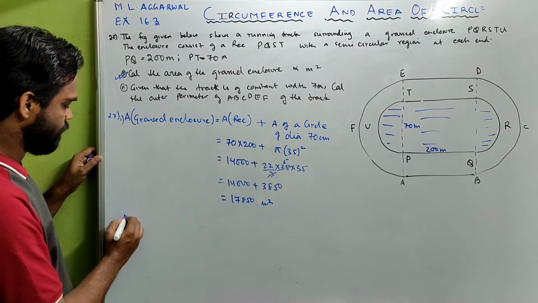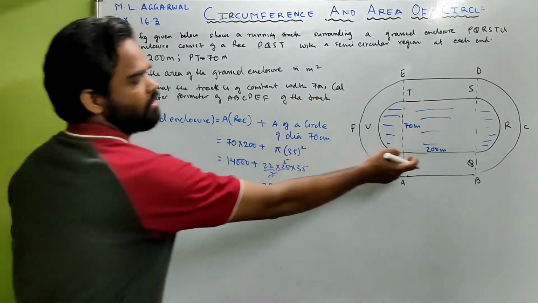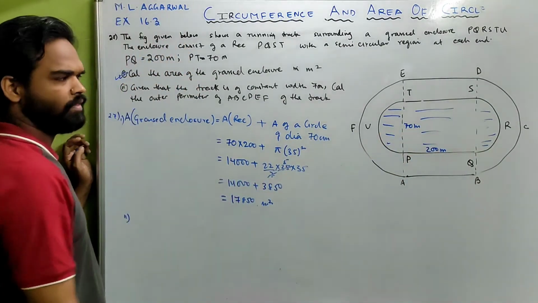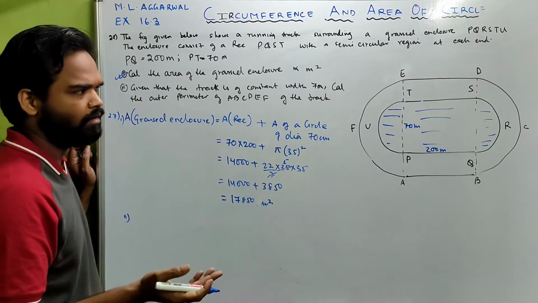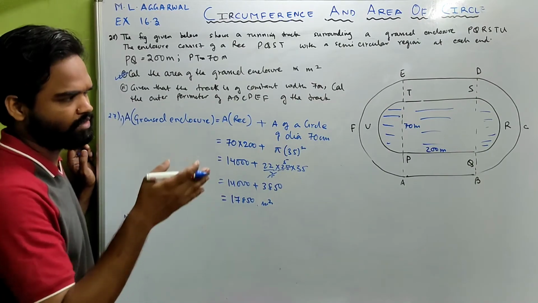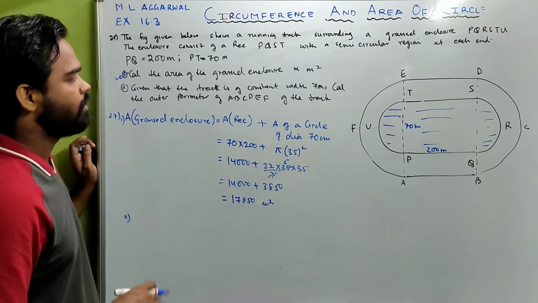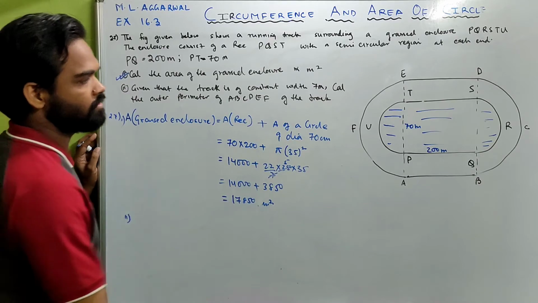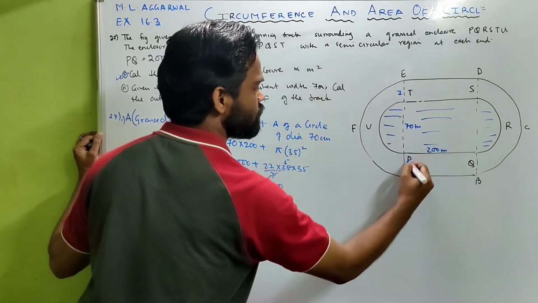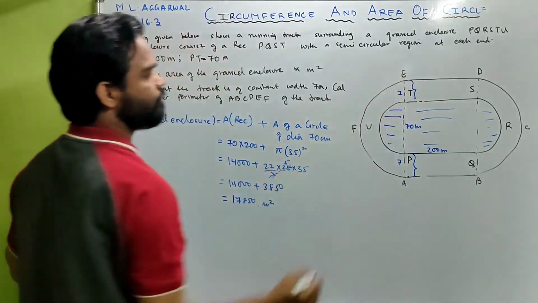Now look at the second part. First part was very easy. Again, there's a rectangle whose area is 200 into 70, and there are two semicircles. You can find the area of the semicircle separately and add it, or what I've done, the two semicircles, since they have the same diameter, become a circle only. Now, given that the track is of constant width 7, so this part is 7, this part is 7.